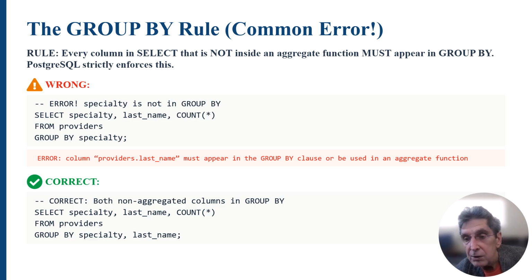So when you see this error, you have 2 choices. You can either add the column to the group by or wrap it in an aggregate function like max of last name or count of last name. The correct version includes both specialty and last name in the group by, creating groups for each unique specialty-name combination.